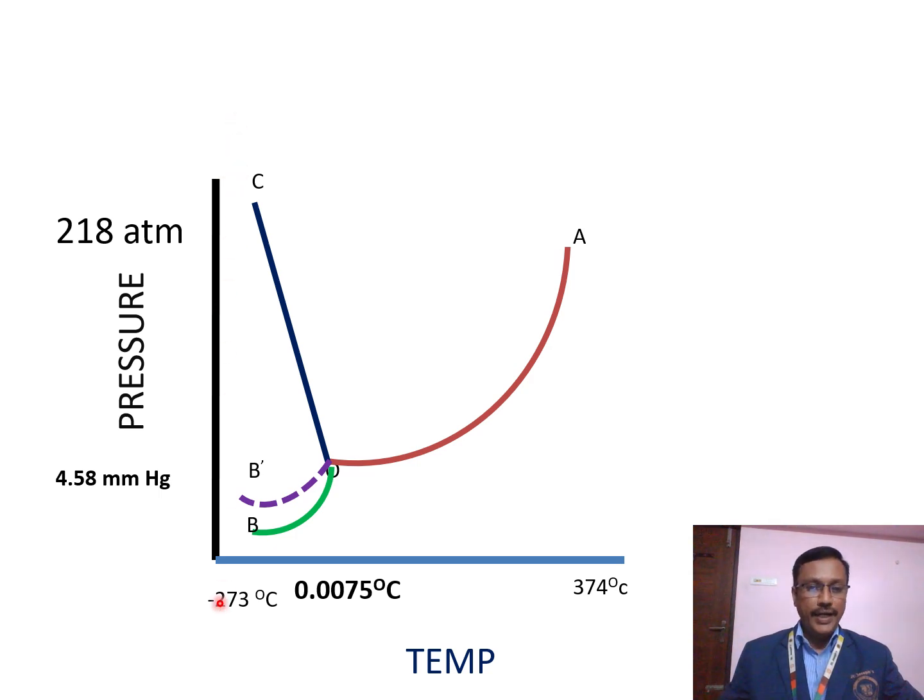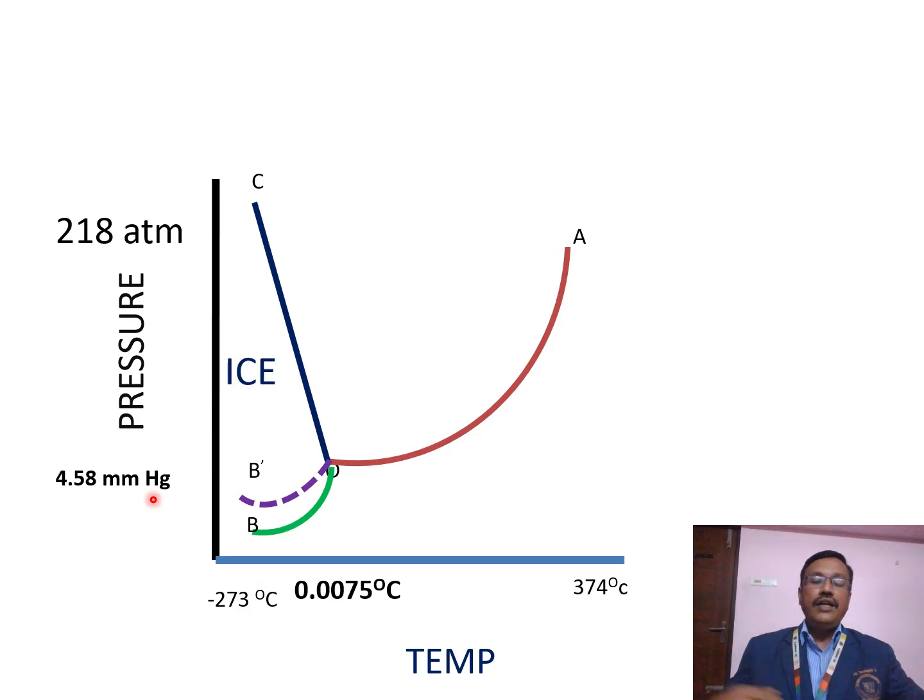We drew one y axis pressure, then x axis temperature, then point O, OC, OA, OB, OB dash, and there we have mentioned the conditions also. What are the conditions? 374 degrees Celsius A, minus 273 degrees Celsius B, 0.0075 degrees Celsius O, 218 atmospheric pressure C. The O corresponds to 4.58 millimeter mercury pressure also.